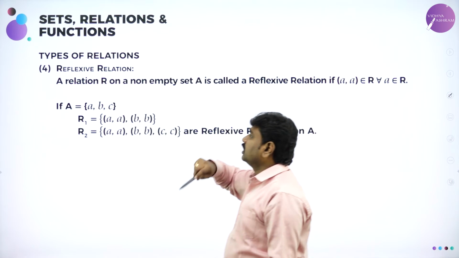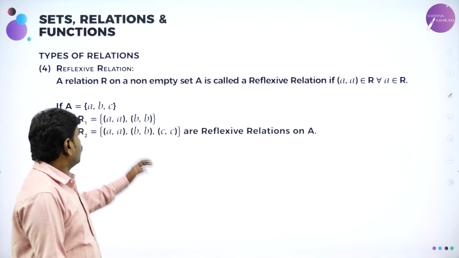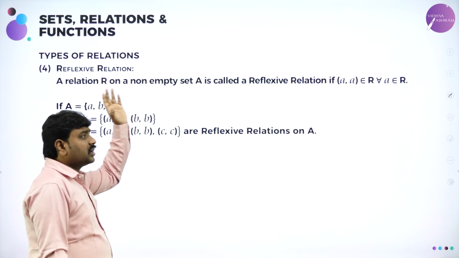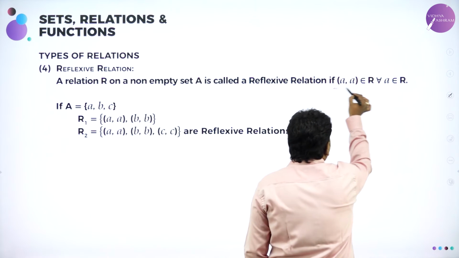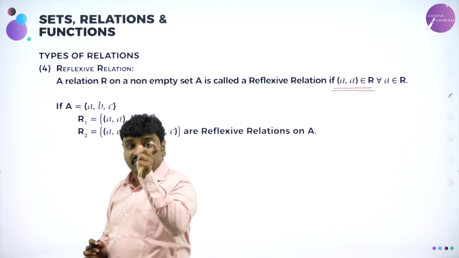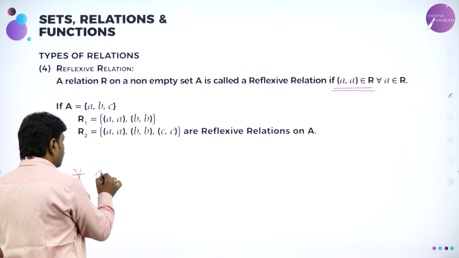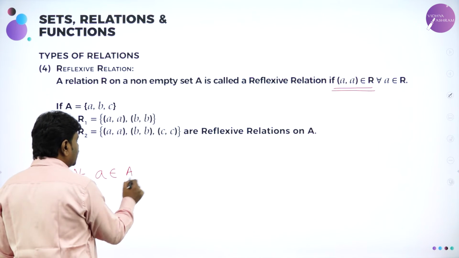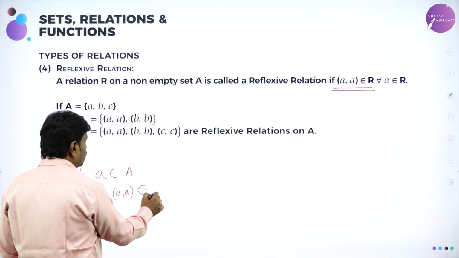Now we will go to the standard types. From here it is important: reflexive relation. What is a reflexive relation? A relation R on a non-empty set A is said to be reflexive if (a, a) belongs to R for all a belonging to the given set. It means every element should be related to itself. For all a belonging to the given set, if (a, a) also belongs to R.